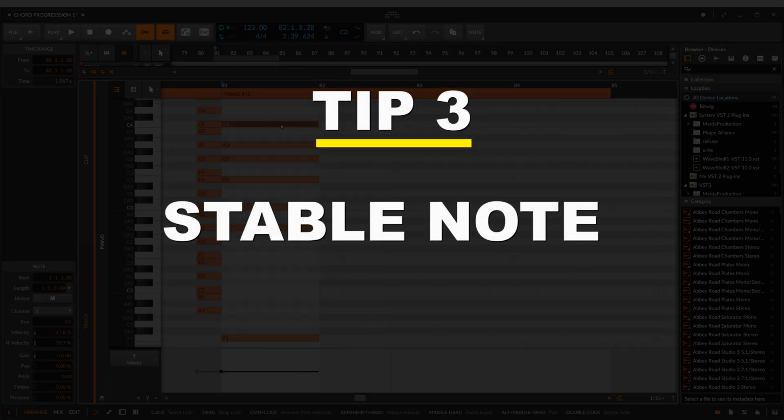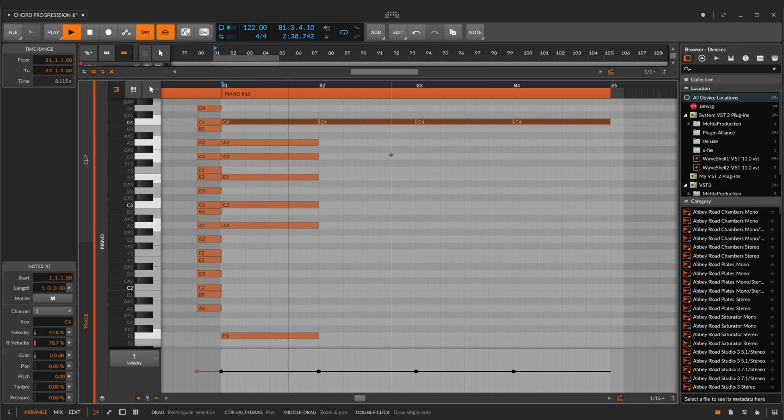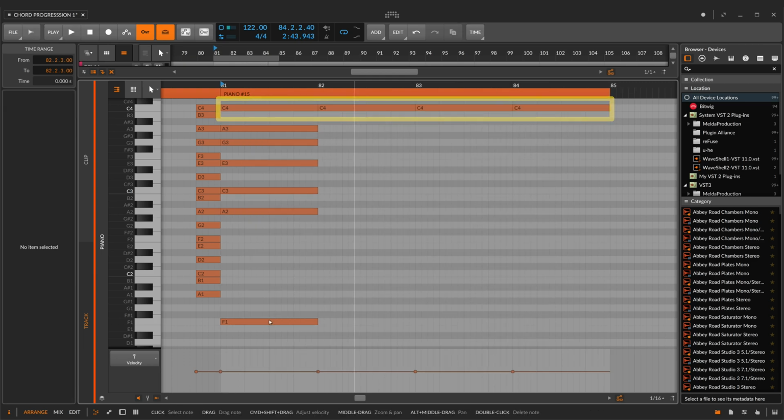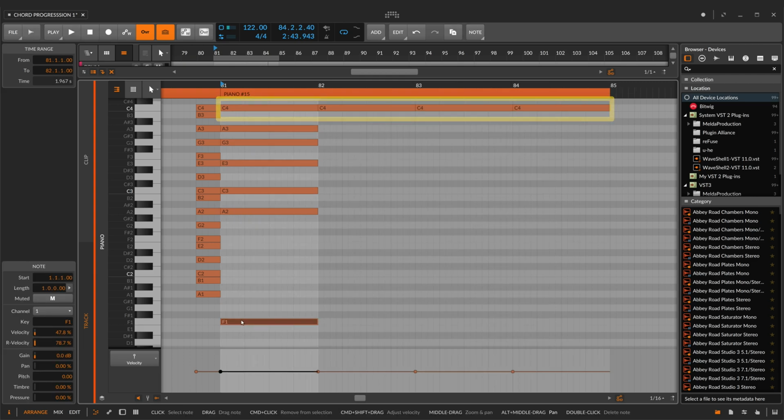Now let's jump to the 3rd tip, and let's talk about stable note. Stable note is usually the highest note of your chord progression and gives you stability. So this note plays all the time and on each chord of your progression.